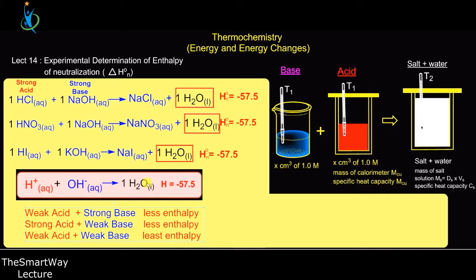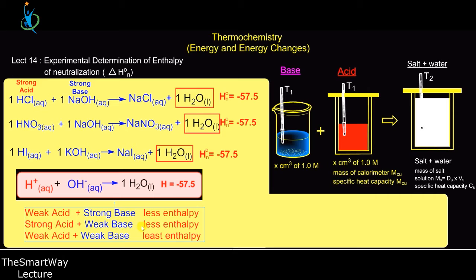So we can also define it in terms of the formation of water from its ions. We can define it as the energy liberated when 1 mole of water is formed from its ions, that is the H plus coming from the acid and the OH minus coming from the base. So we also define it like that. This has the same value as the earlier definition.